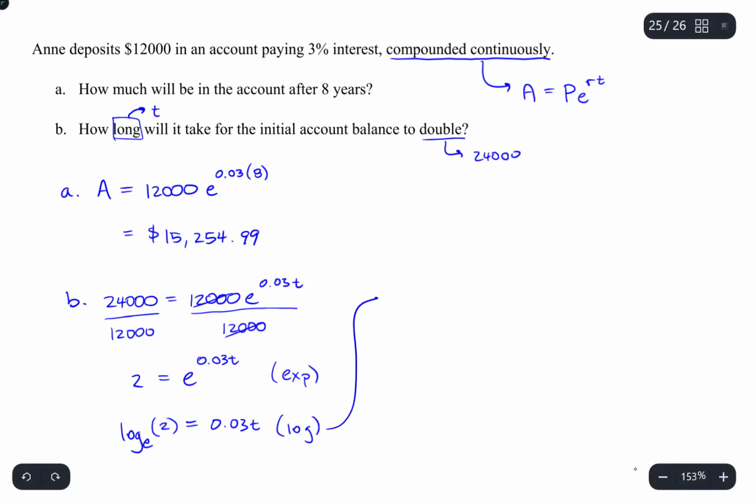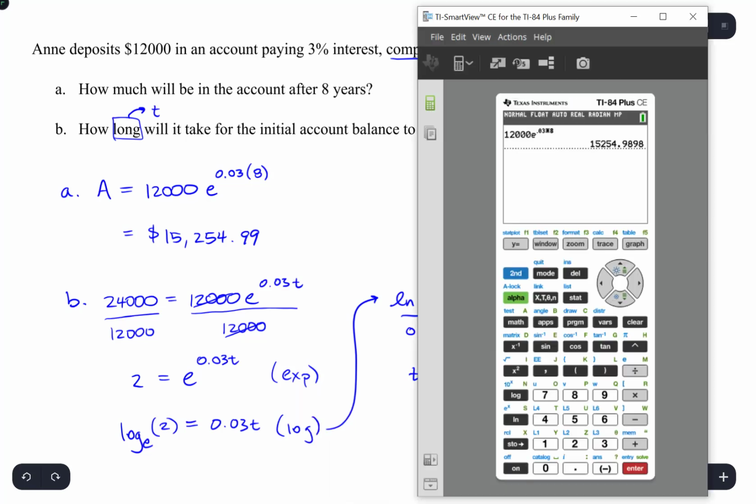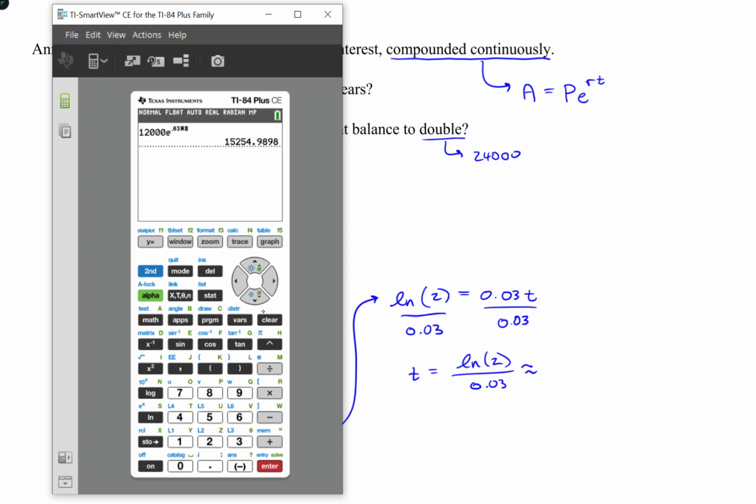Okay, now this next step, of course, a log base e we know to be a natural logarithm. So this is really the natural log of 2 is equal to 0.03 times t. And to get t by itself, I just need to divide both sides by 0.03. So then t would be equal to the natural log of 2 divided by 0.03. And if we wanted to know exactly what that was, we could use the calculator to approximate. So if we take the natural log of 2 divided by 0.03, it looks like we get about 23.1 years.